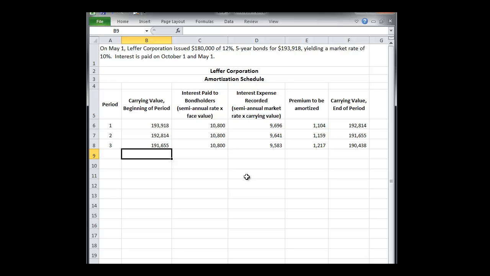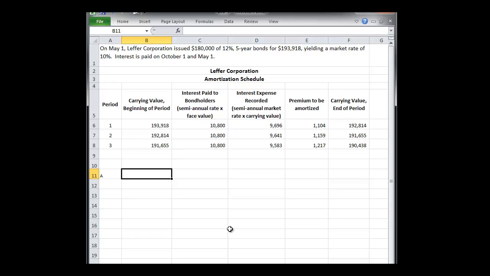Okay, so that was number 1, prepare the amortization schedule for the first 3 semi-annual periods. And number 2, it says prepare journal entries to record the following. So I'm going to do that right down here. So A is to record the bond issue on May 1st.